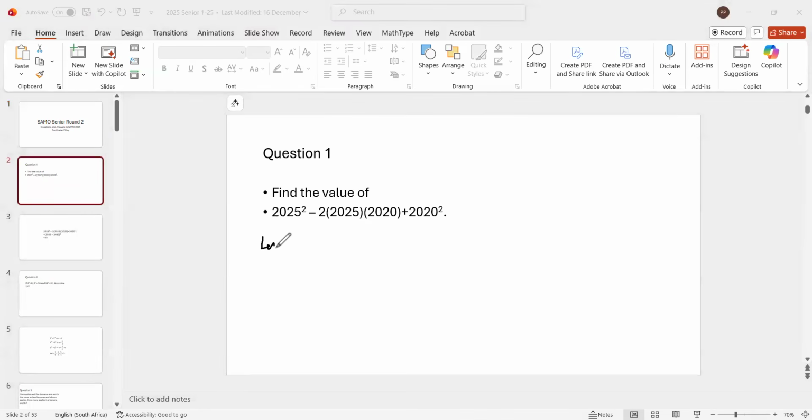let A equal to 2025, there are only 2 numbers, and B equal to 2020, then what we have here is A squared minus 2AB plus B squared. Now this is a very familiar object. It is none other than A minus B all squared. And A minus B, as you can see, is 5. So the answer is 25.